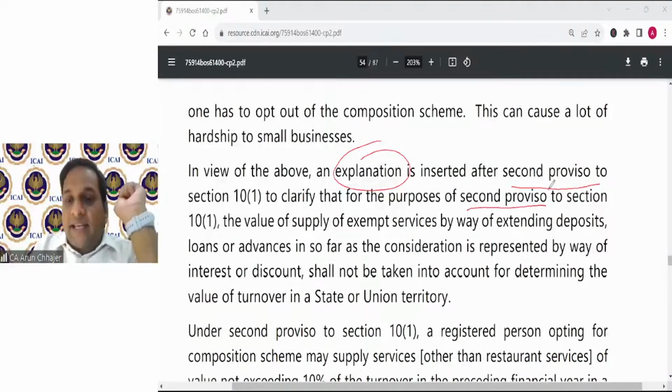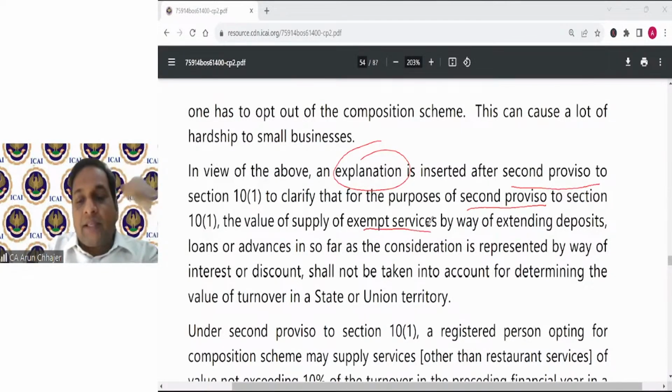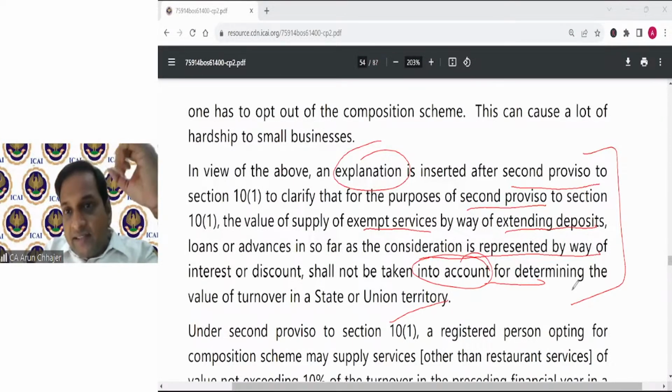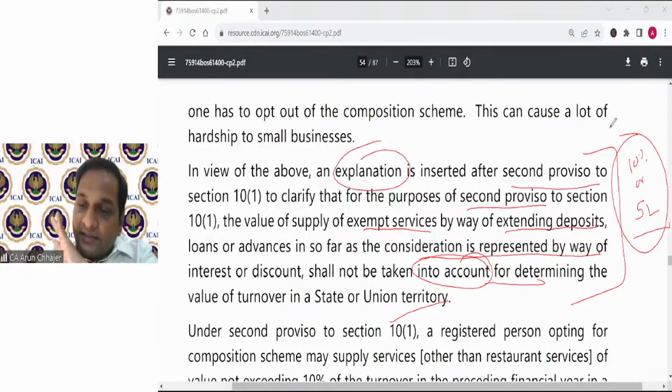Clarify that for the purpose of the second proviso to section 10.1, the value of exempt service by way of extending deposit, loan, advances, insofar as the consideration is represented by way of interest, shall not be taken into account for determining the value of the turnover in the state or duty. See, this interest has been excluded in the 10% or 5 lakh, whichever is higher. It means this interest income will not create ineligibility or will not fall under this restricted amount of the services. He can provide any value of the interest income.